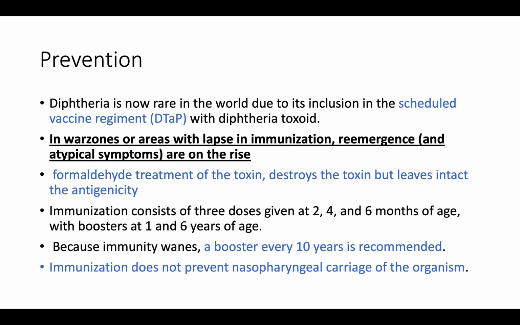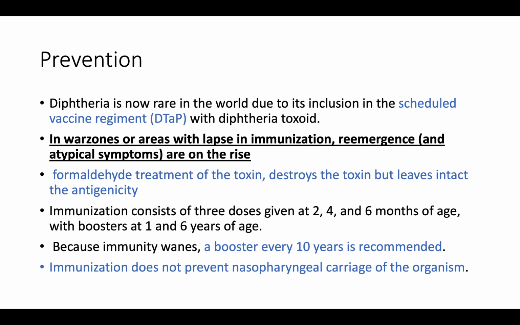Prevention, again, this is part of the DTaP. So this is the diphtheria and the DTaP. It's given as part of the vaccine. In war zones, we talked about labs and immunization, and re-emergence is happening. Formaldehyde treatment of the toxin destroys the toxin but leaves intact the antigenicity, which you can use in this case as an antigen to provoke immunity.